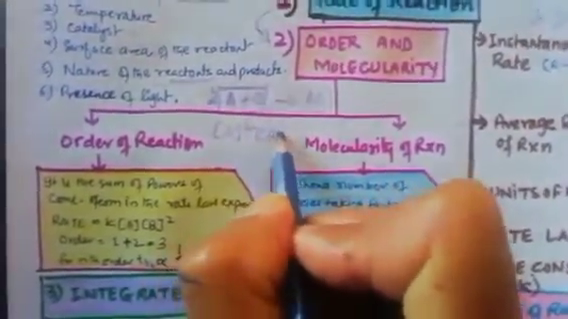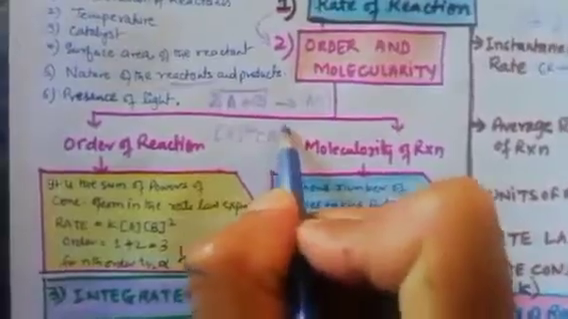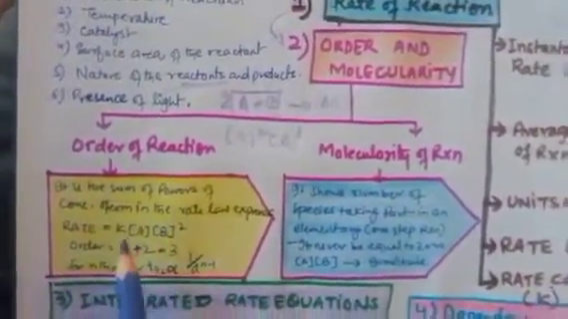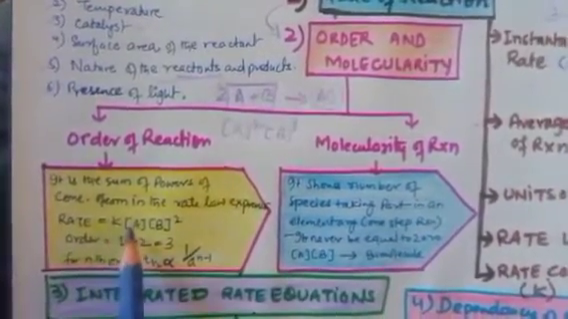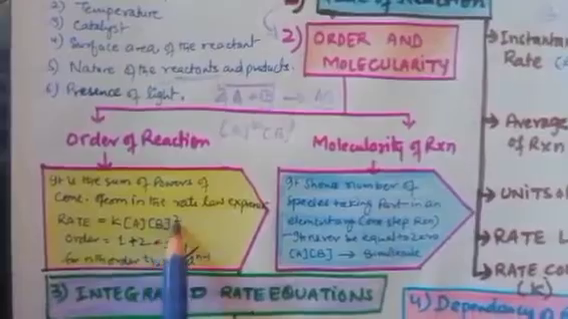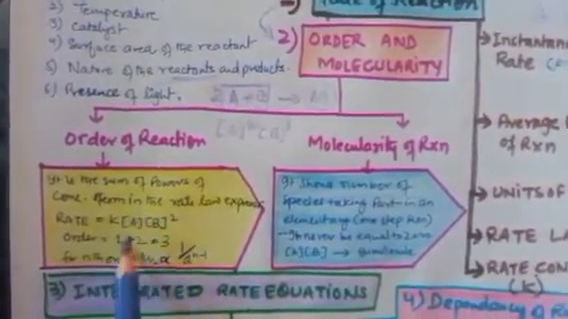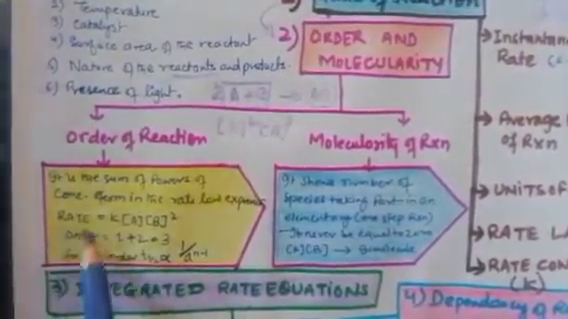If we write B also here, the sum is 2 plus 1, 3. So 3 is the order of reaction. Okay, so the order of reaction can be calculated this way. Suppose for example, K is the rate constant, A plus B2. So B molecule is 2 times and A is 1 time. So 1 plus 2 is 3. So its order of reaction is 3.